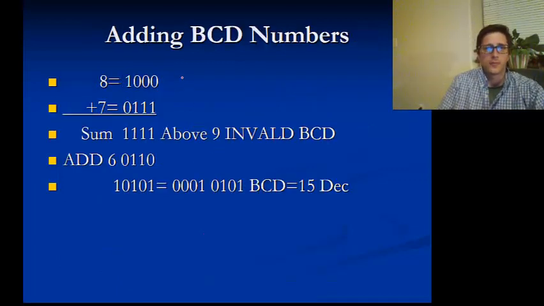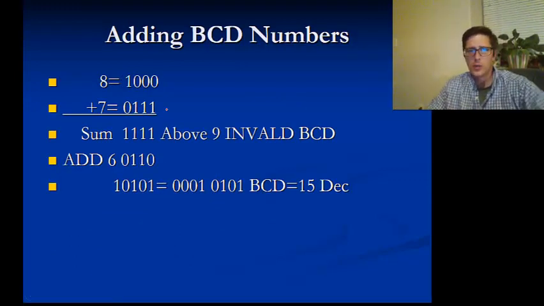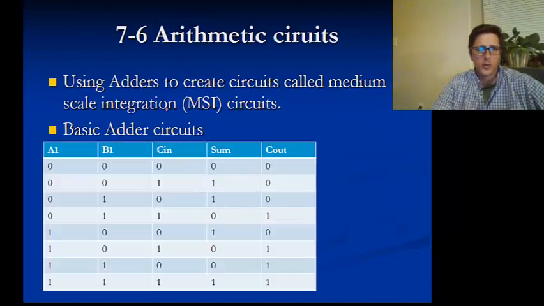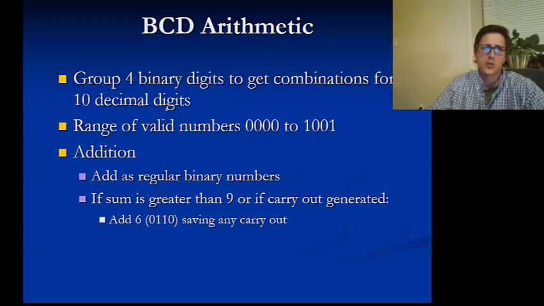Okay, now we're going to switch and talk a little bit more about BCD numbers. Before we do too many problems, I want to look at adding BCD numbers. With BCD arithmetic, you group binary digits into 4-bit binary combinations for the 10 decimal digits.